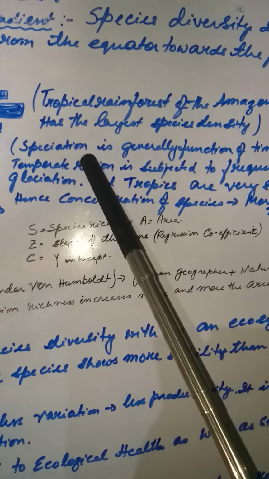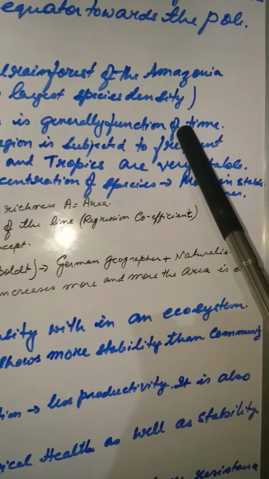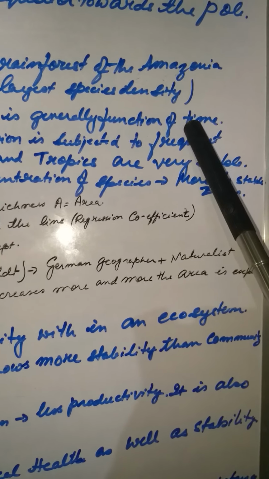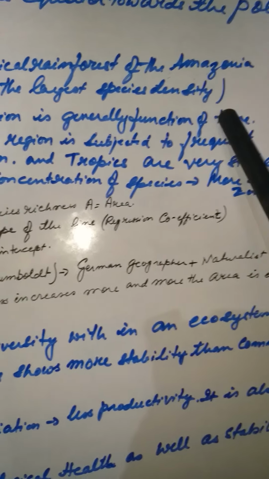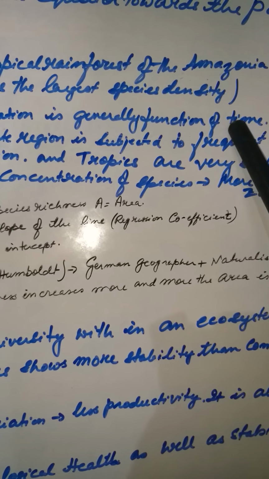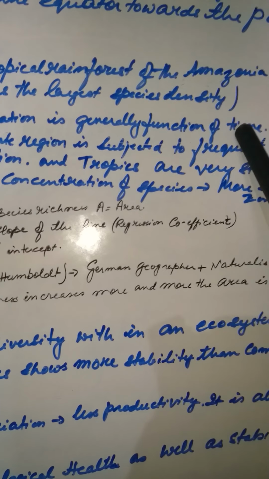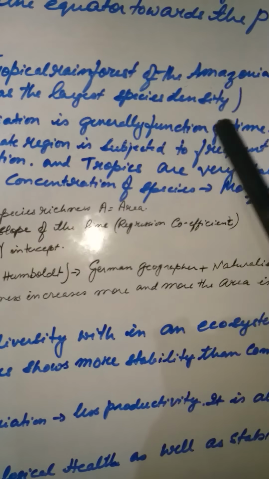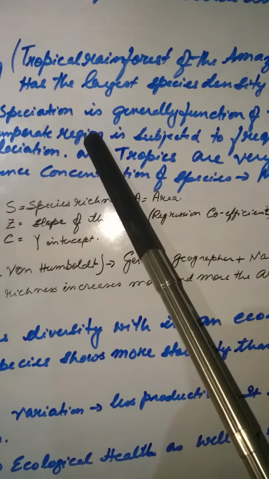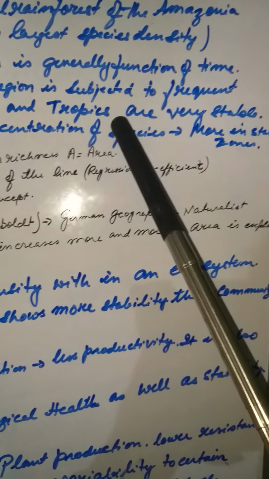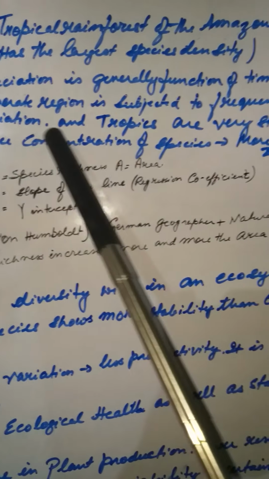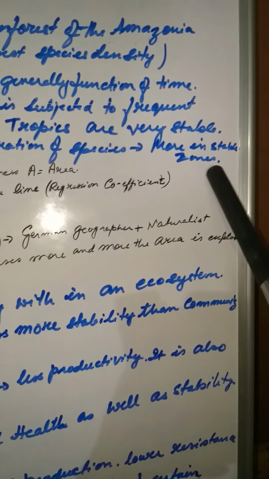See, speciation is a general function of time. Okay. If time is untouched, that means no change happens within that particular time. So speciation is stable. For example, temperate region is subjected to frequent glaciation and the tropics are very stable, hence the concentration of species are more in this zone.